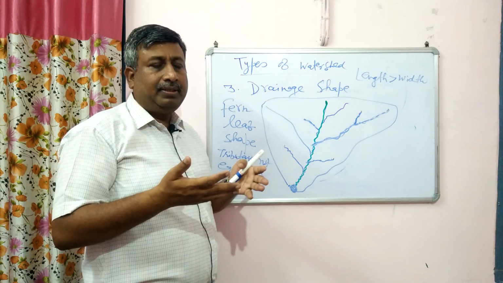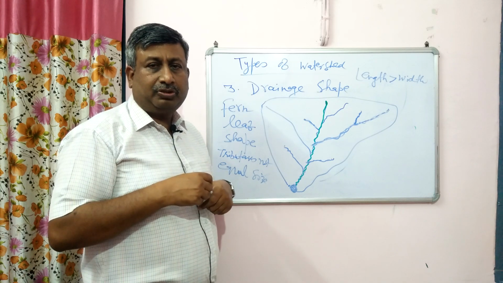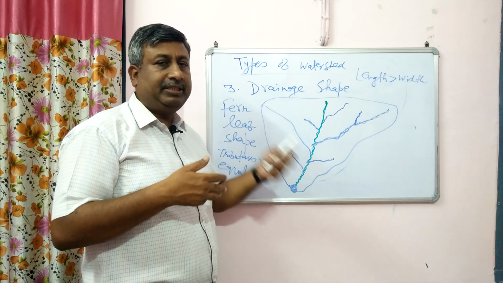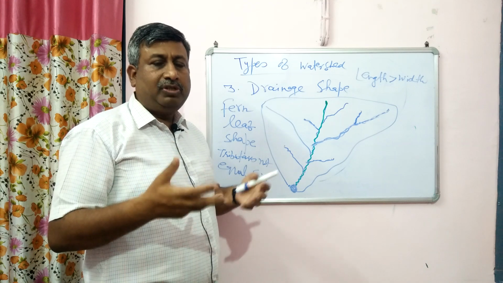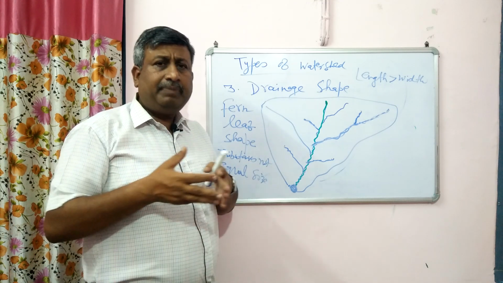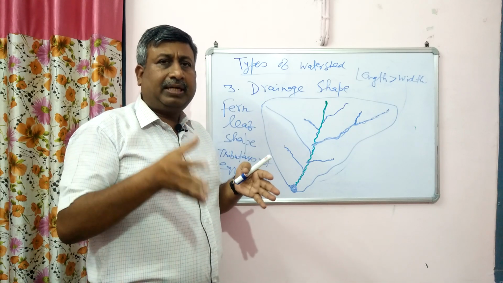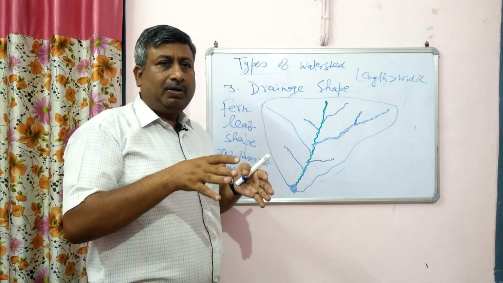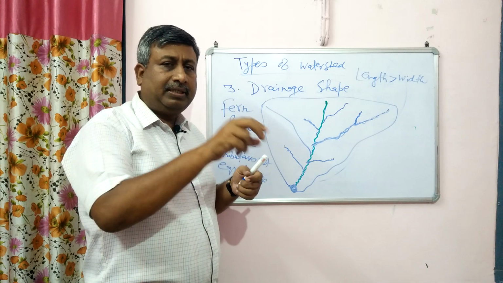Suppose there is a black soil dominate, then we can say it is black soil watershed. If red soil dominates, we can say it is red soil watershed. Alluvial soil, we can say it is alluvial watershed. So there may be different criteria, whichever characteristic or feature dominates. On this dominance we can say this is the type of the watershed.